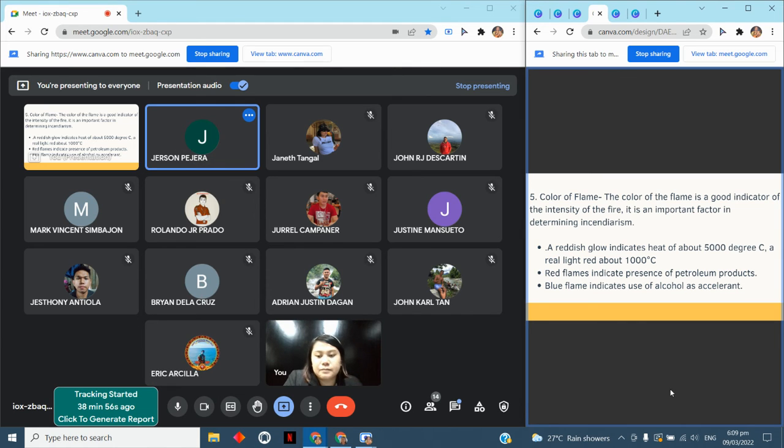Color of flame. The color of the flame is a good indicator of the intensity of the fire.